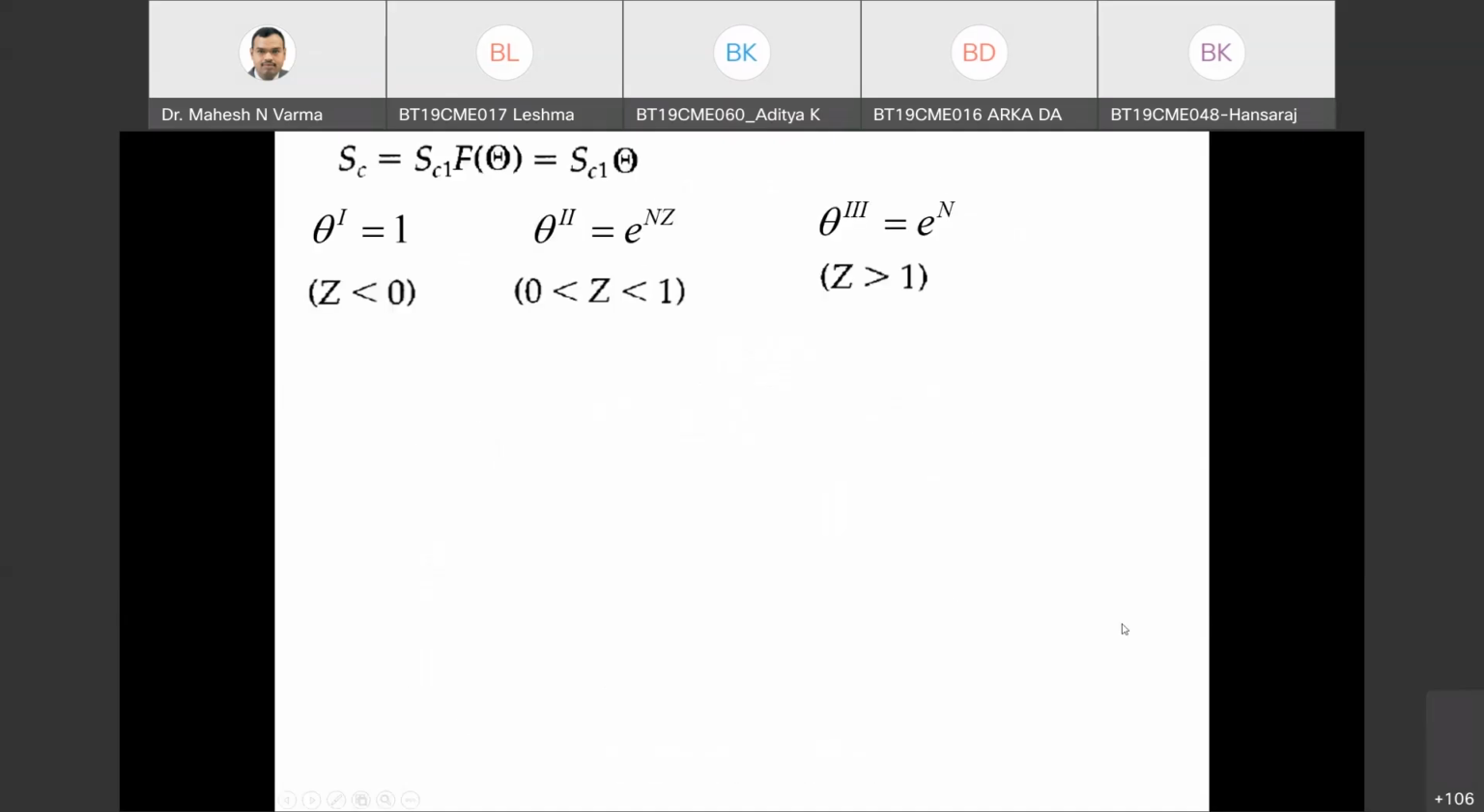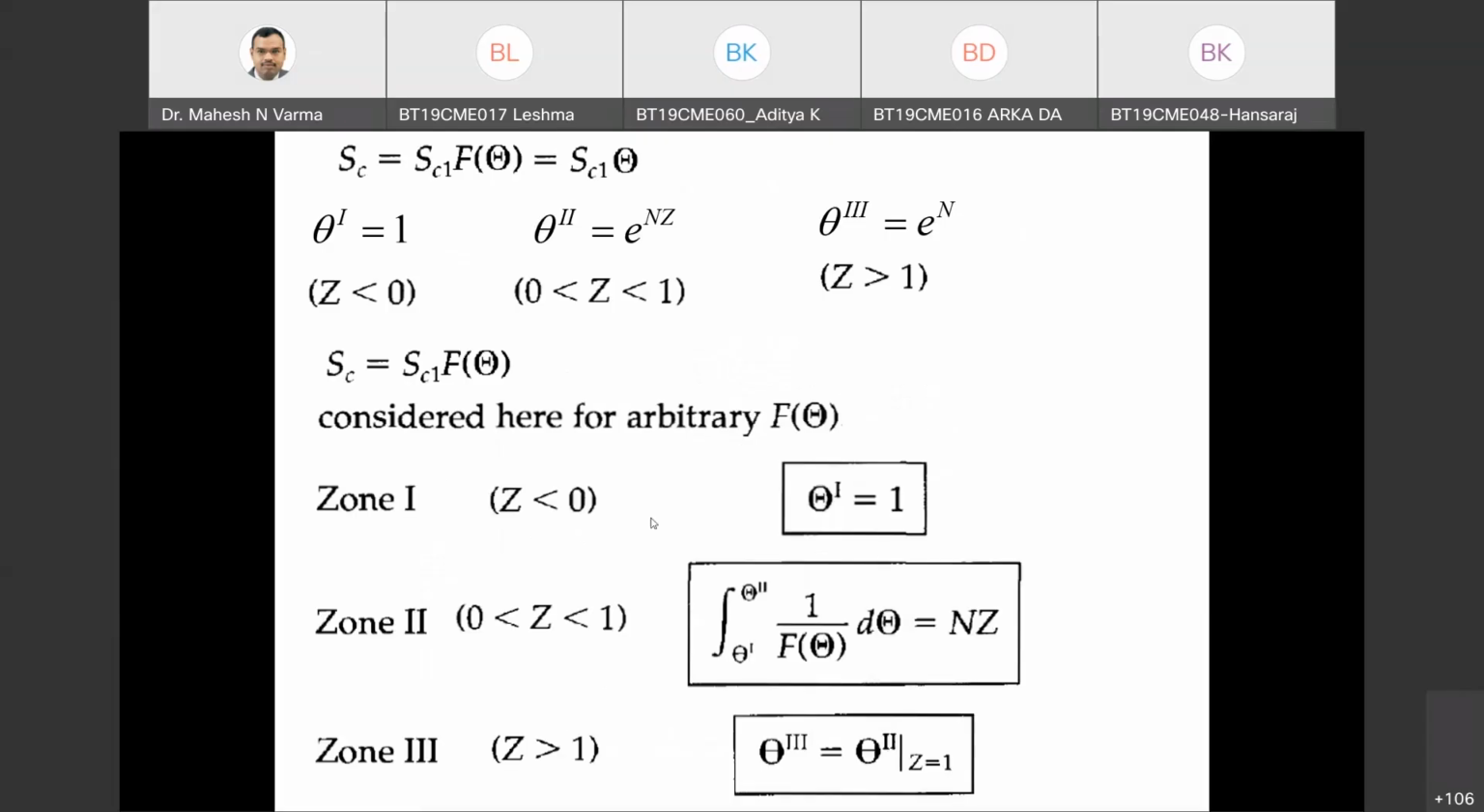And for any arbitrary function f of theta, here this is the only catch. I will be integrating for this f of theta, 1 upon f of theta d theta equals nz. And I can substitute it here, and accordingly I will be getting the temperature profile for phase 1, phase 2, and phase 3. Anybody has any doubt?